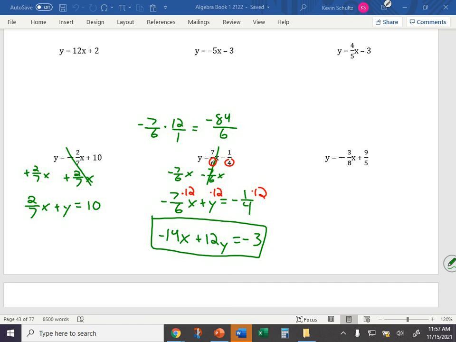What are we going to multiply by? Kira, what are we going to be multiplying by to get rid of this fraction here? We're on 2/7 x plus y equals 10. Yes, 7. There's only one fraction, so we only have to look at the denominator of that fraction. These will automatically cancel out. Okay? And we're left with 2x plus 7y equals 70. That would be our final answer.